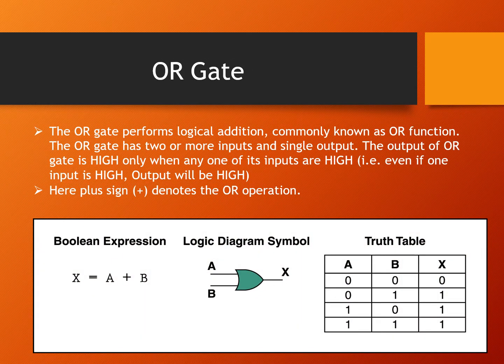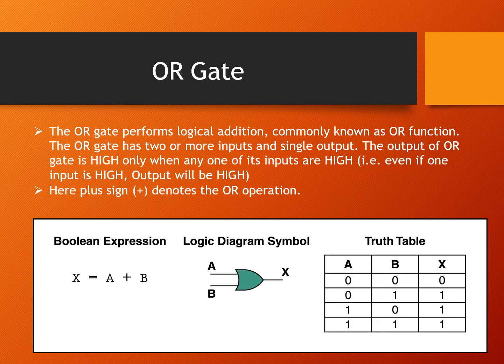OR gate. OR gate performs logical addition, commonly known as OR function. The OR gate has two or more inputs and a single output. The output of OR gate is high when any one of its inputs is high. Here high equals 1. That is, even if one input is high, output will be high. Here plus sign denotes the OR operation. The Boolean expression is x equal to a plus b.